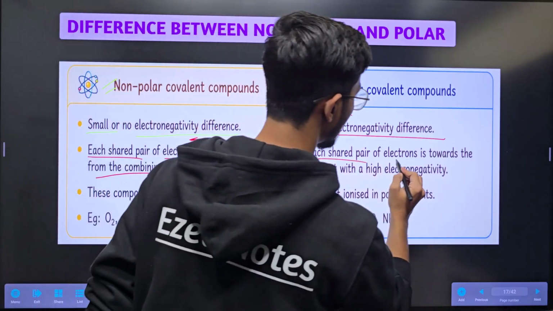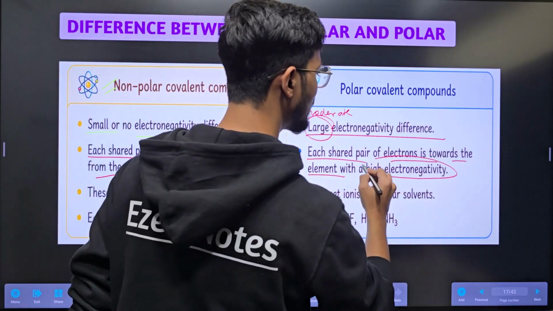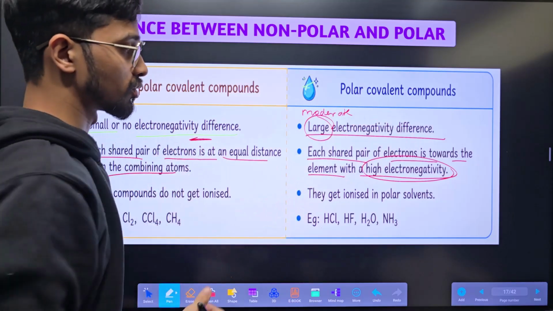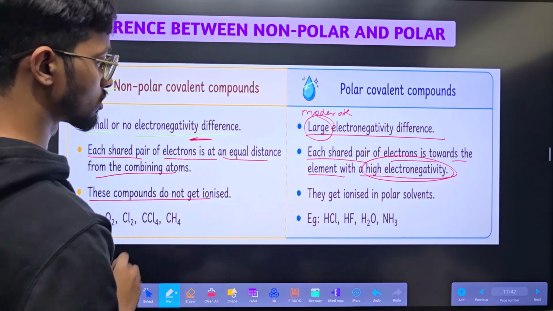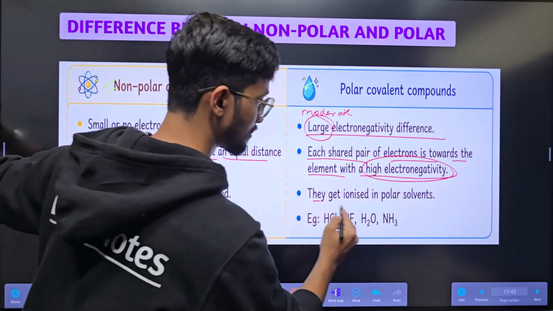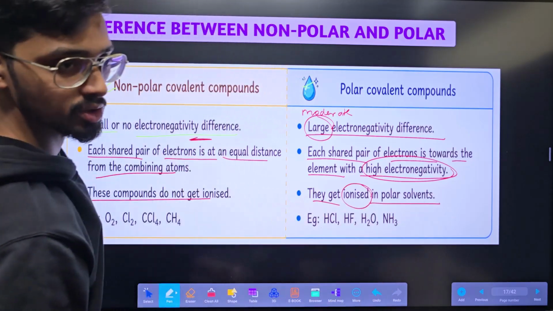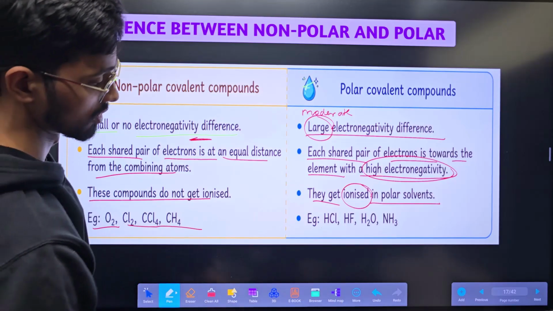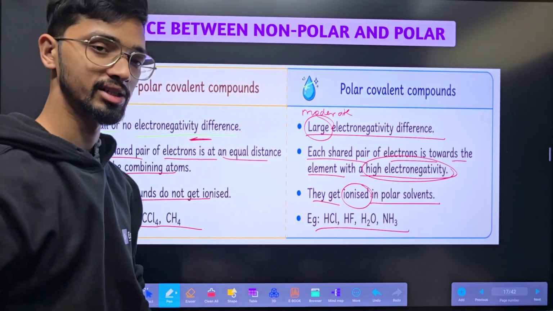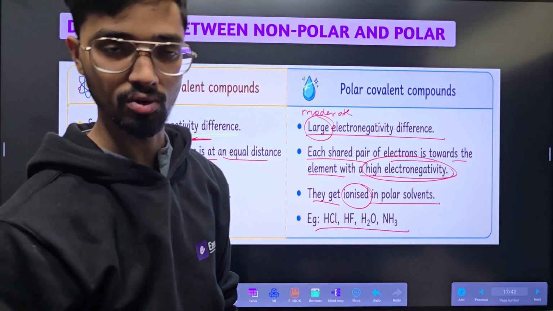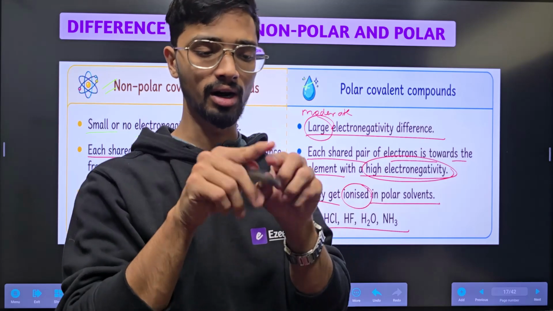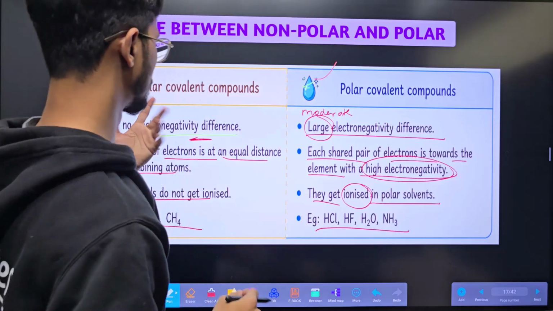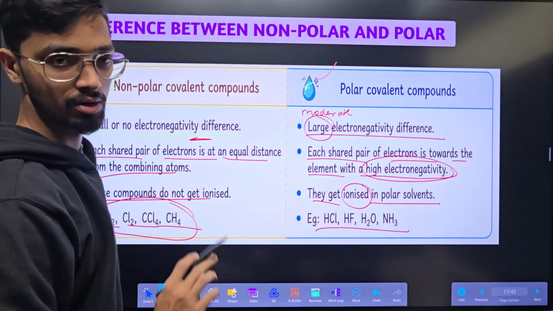Yeah. Here each shared pair of electrons is towards the element with high electronegativity. Which has the high electronegativity? It will pull the electrons towards itself more. Non-polar compounds do not get ionized, but polar compounds get ionized in polar solvents like water. Example: O2, Cl2, CCl4, and CH4. Here examples will be HCl, HF, H2O, NH3, and so on, which have a moderate type of electronegativity difference and will come under polar. If we don't have a difference, they come under non-polar.